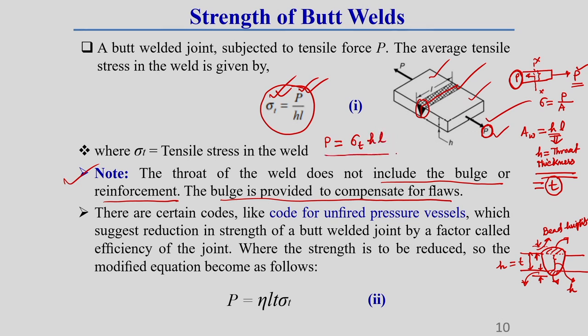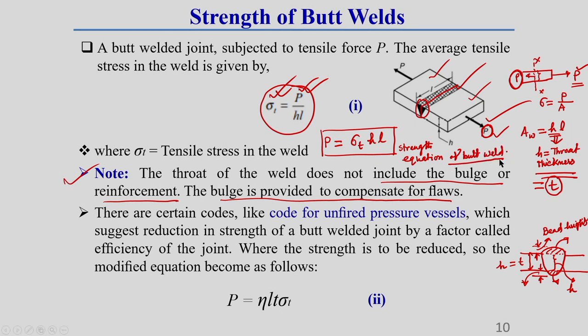Okay. So, this equation is generally called the strength equation of butt joint. What is it called? A strength equation of butt weld joint, or we can say butt weld.